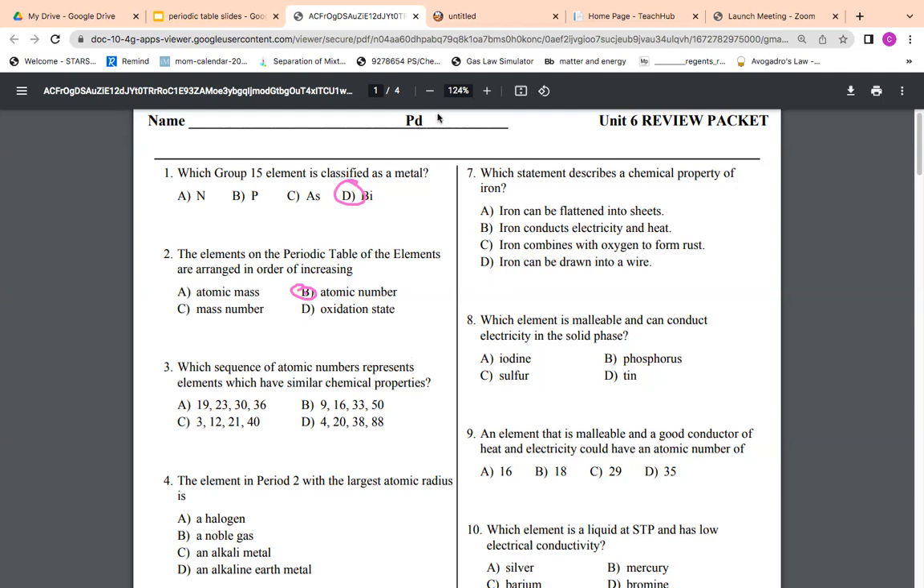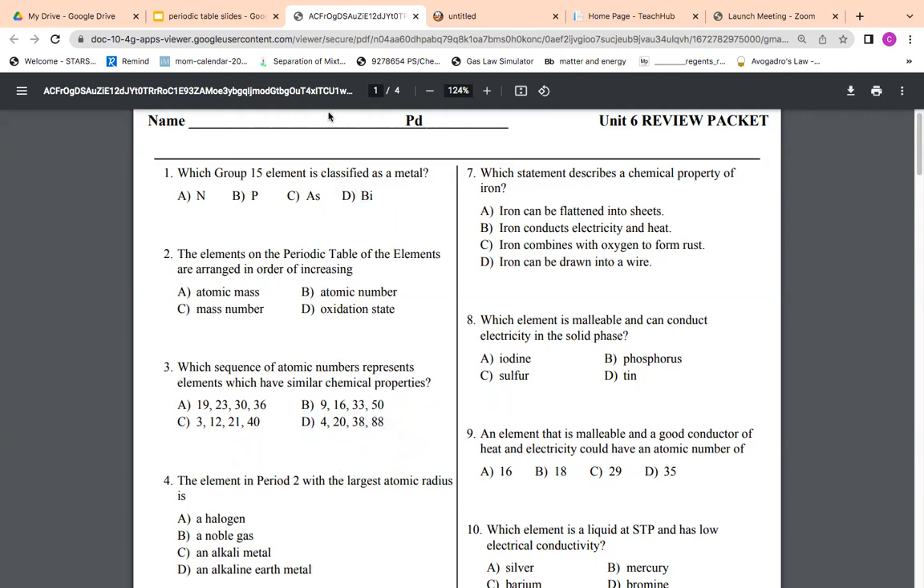Number 3, which sequence of atomic numbers represents elements which have similar chemical properties? So things that have similar chemical properties will be in the same group. So you want to look for the things that are describing something in the same group. Now it is going to be D. If you look on your periodic table, elements 4, 20, 30, and 88, these are all in group 2. These are all alkaline earth metals.